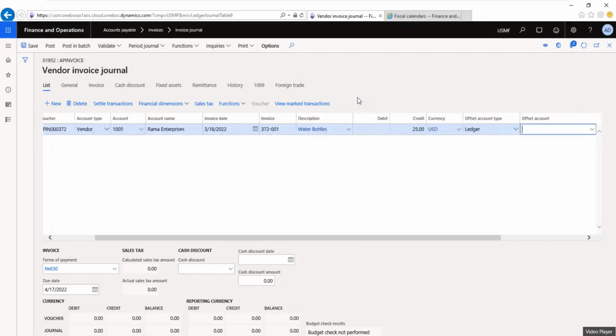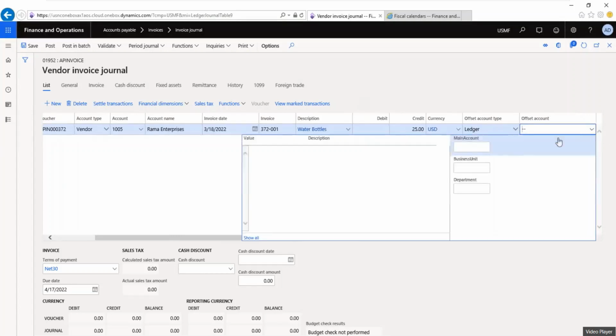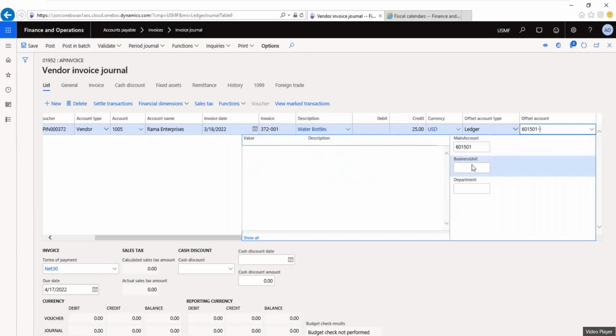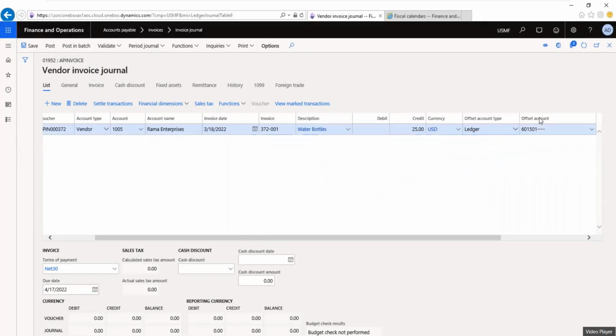Okay, next here, these are the expenses. Suppose for water bottle expenses, there is one ledger account, one main account, that you need to map. It is a 6 series, and whatever the expense is, you need to select that one. Suppose water bottle expenses is there, you can select it. I'm just selecting any account, but in a real-time scenario, whatever item you are purchasing is an expense item, and that expense account you need to select. Okay, and save.